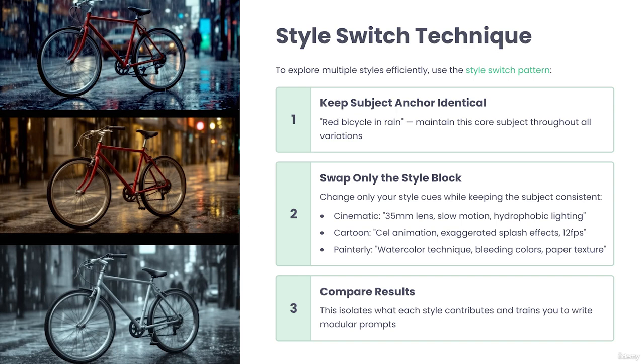To explore multiple styles on one subject, use a style switch pattern. Keep the subject anchor identical, red bicycle in rain, and swap only the style block, cinematic versus surreal versus cartoon. This isolates what the style contributes and trains you to write concise modular prompts.